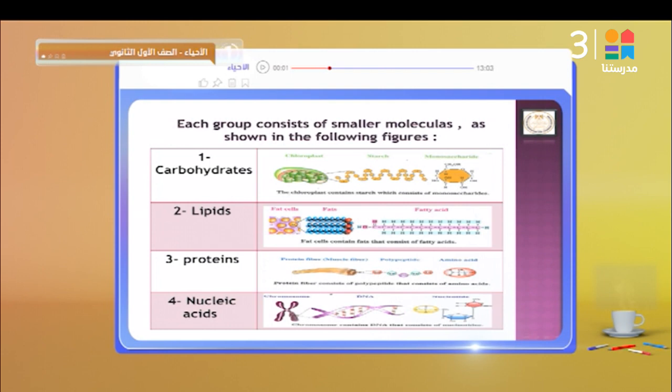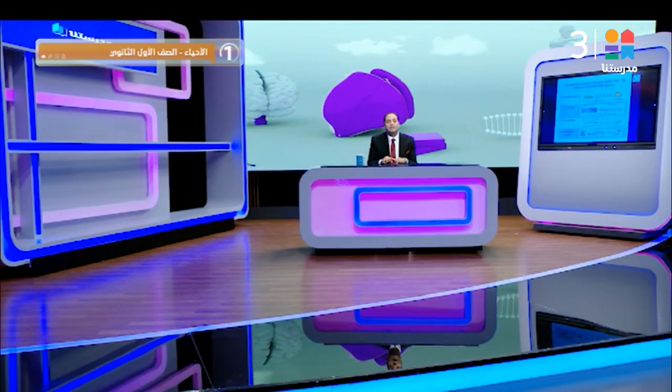Number 2, lipids. Carbohydrates are considered monomers. Lipids are considered polymers. What is the meaning of polymers? Large macromolecules. The main components of lipids are fatty acids plus glycerol. What is the meaning of glycerol?